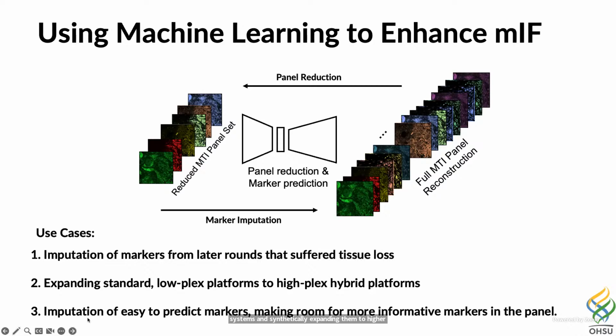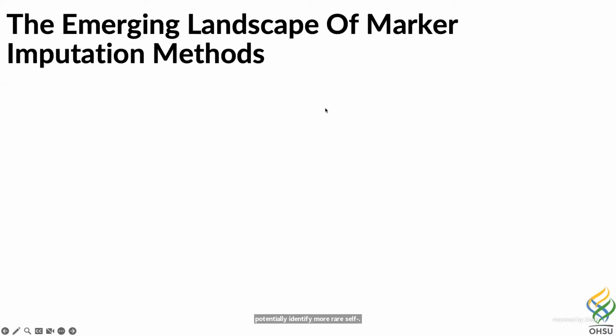And then thirdly, we can also help to better optimize and design better panels by, if we can identify easier to predict markers, then we can leave those markers out of the actual staining and imaging, and we can replace them with more difficult experimental markers that can potentially identify more rare cell types. So this is an emerging problem that has a few different solutions that have been proposed.